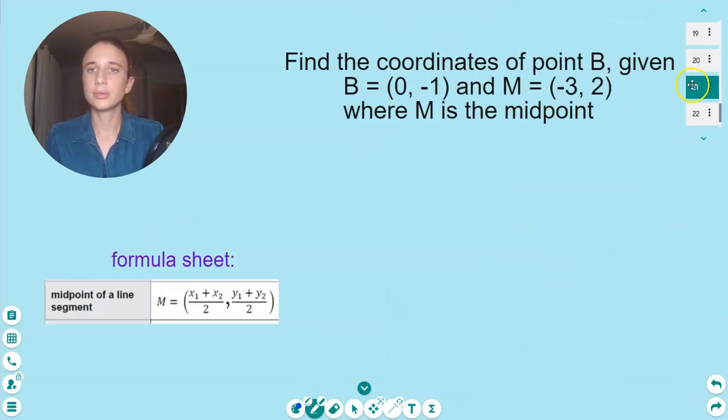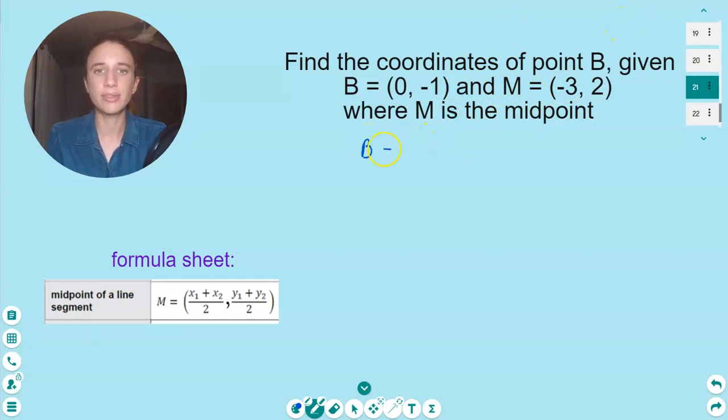All right, so let's check out this one. Just one more question to get the hang of it. So we are trying to find the coordinates of a point given another point and the midpoint. And we go to our formula sheet and we realize we're given a formula for midpoint. So that's okay.